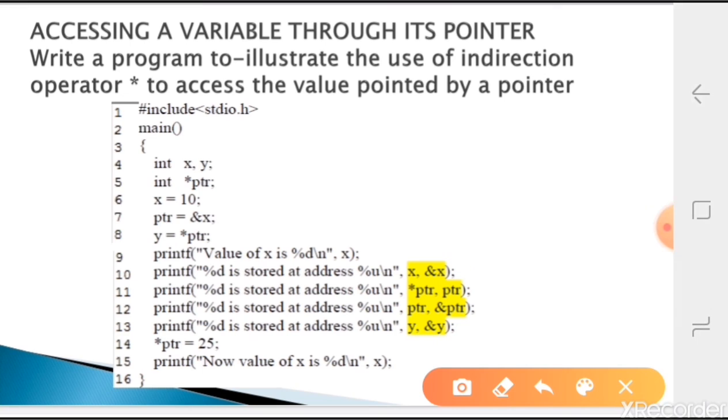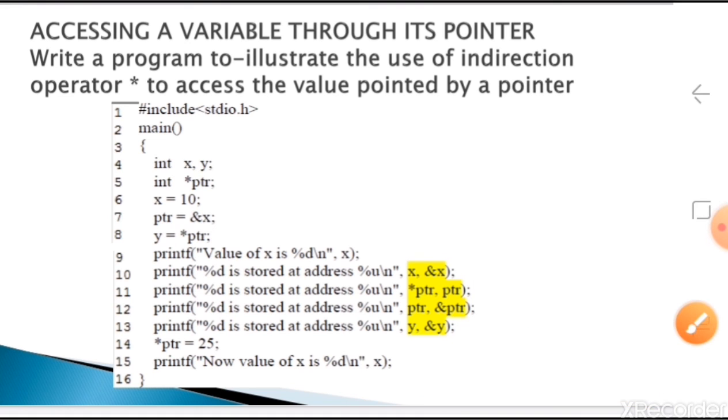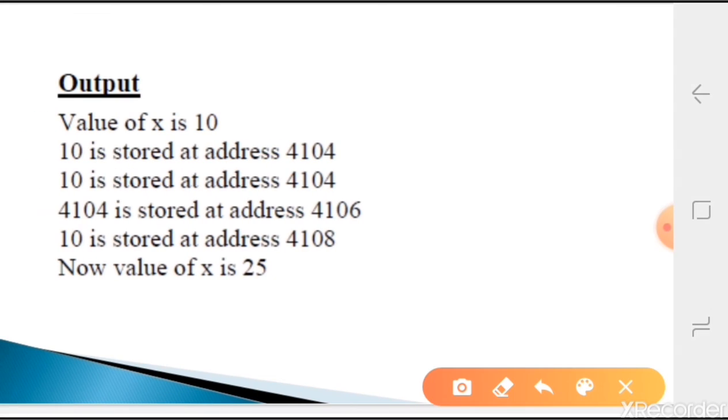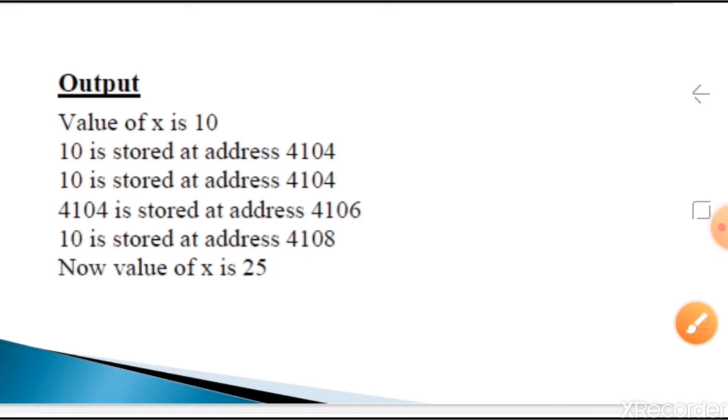Now next, we're displaying the y variable and its corresponding address. At this point, the y variable value is 10 and the address of the y variable is 4108. So it will display "10 is stored at address 4108".